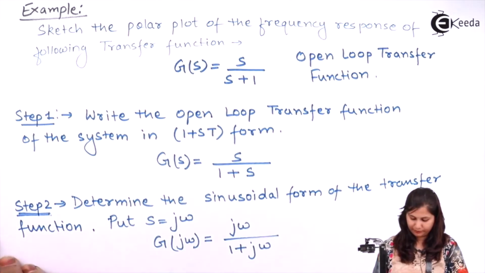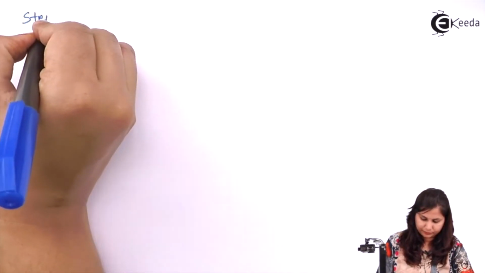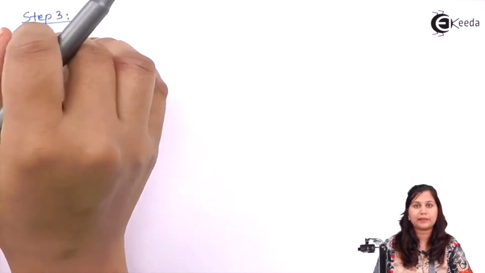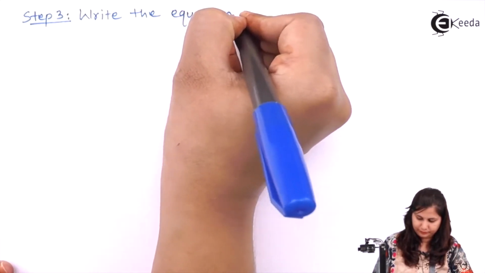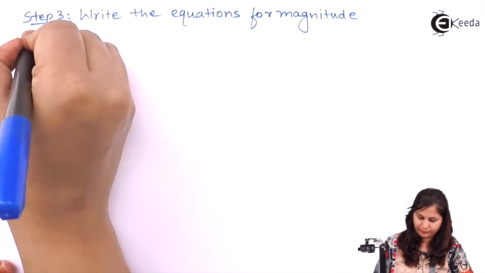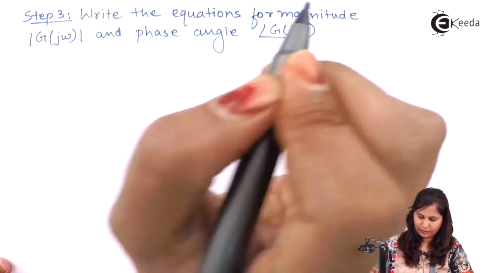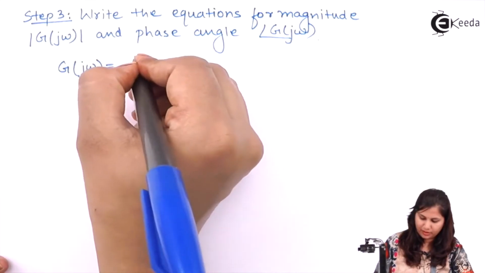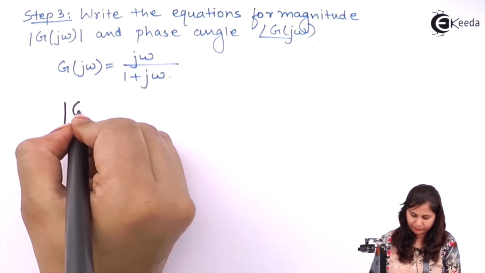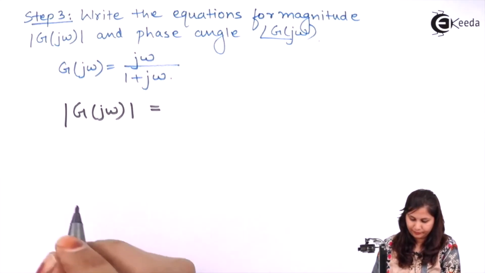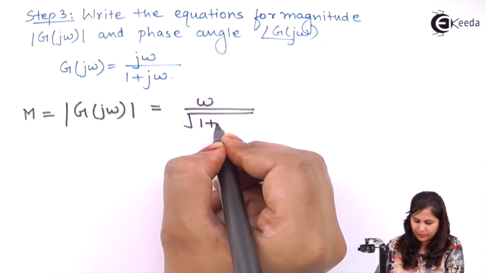Now step number 3 is to write the expressions for the magnitude and the phase angle. So G(j omega) is what? j omega upon 1 plus j omega. So the magnitude, that is M, will be omega upon under root of 1 plus omega square.